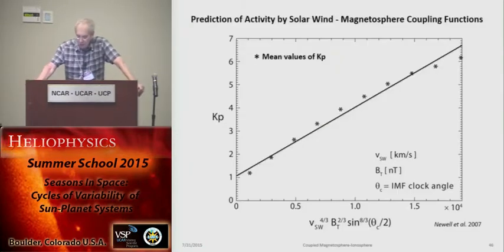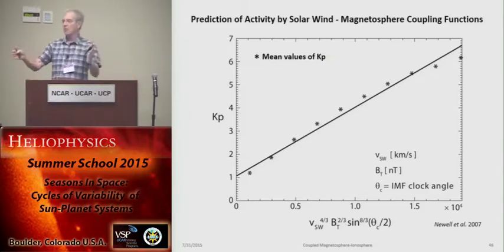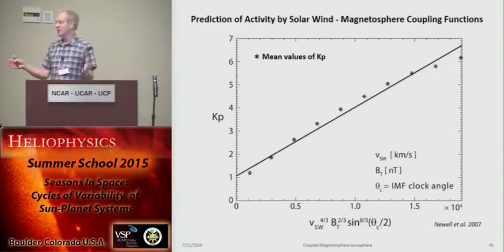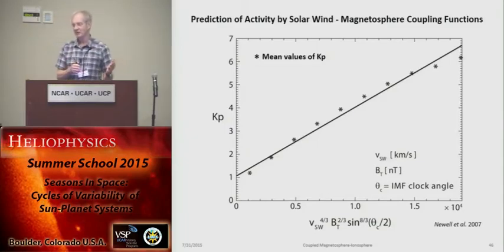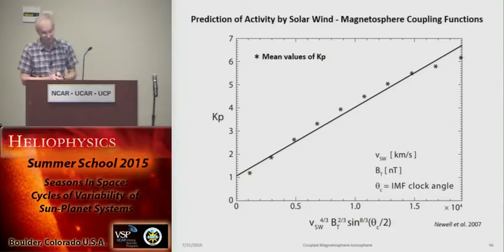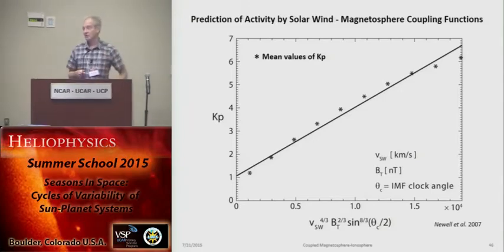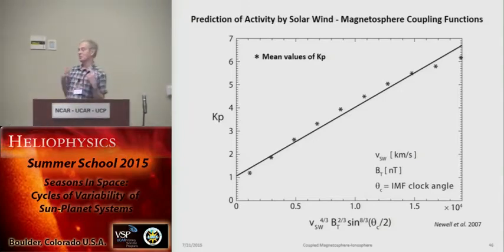Okay, one of the things that people try to do is to say, tell me what the solar wind conditions are in the IMF, and I'd like to be able to predict what kind of activity is going to happen in geospace. If you're a space weather forecaster, that might be something useful. And so there are probably 20 different indices that people have proposed. Mine's better than that one, and so on.